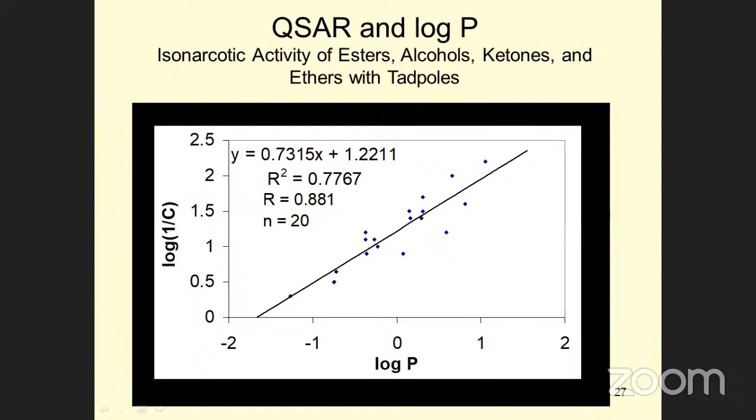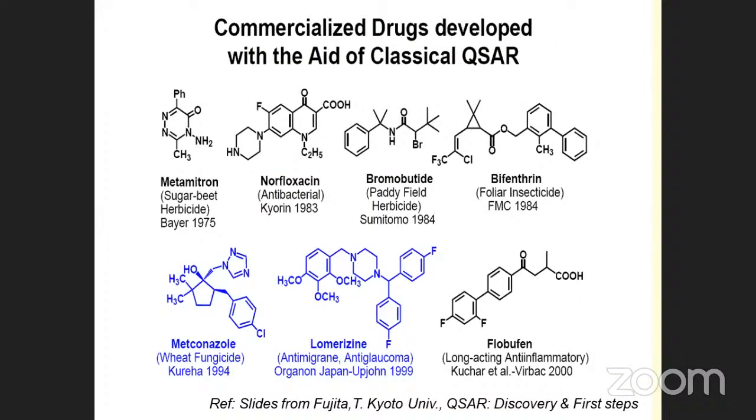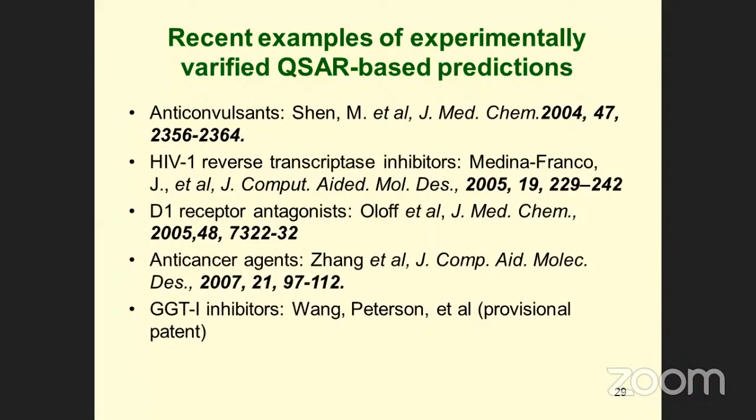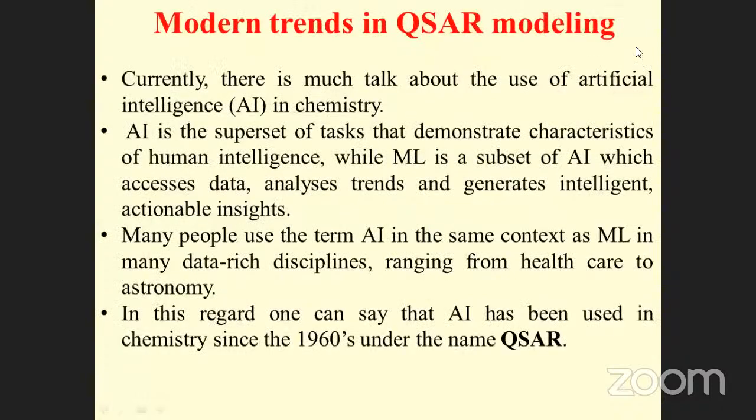Next, please. Here are some drugs in the market because of the use of QSAR and computer-aided drug designing. Early in the morning, Dr. Patil also shared some success stories. Here are a few more. So the drug norfloxacin, which is a famous antibiotic, is in the market because of CADD. There are a few more in the market. Okay, so these are in the market because of these technologies. Next, please. These are some recent technologies or success stories. Next, modern trends in QSAR or in CADD.